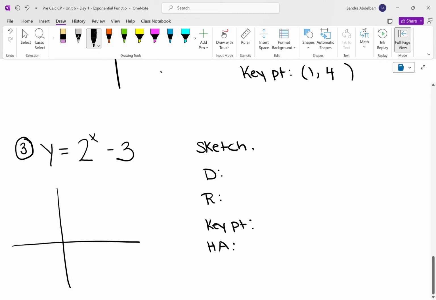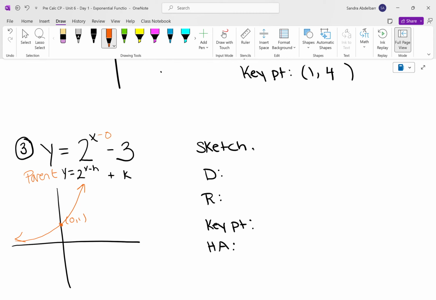Can we go over it? You're confused? Yeah, there's no h. So if there's no number there, we leave it at 0, right? So let's talk about our parent graph. Our parent graph is key point (0, 1) and looks like that. Do we agree?